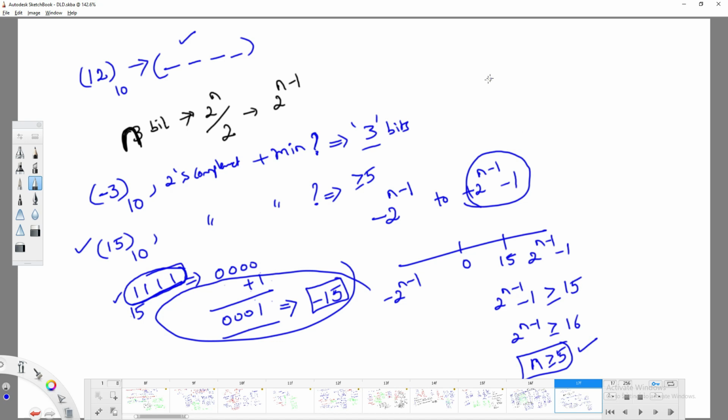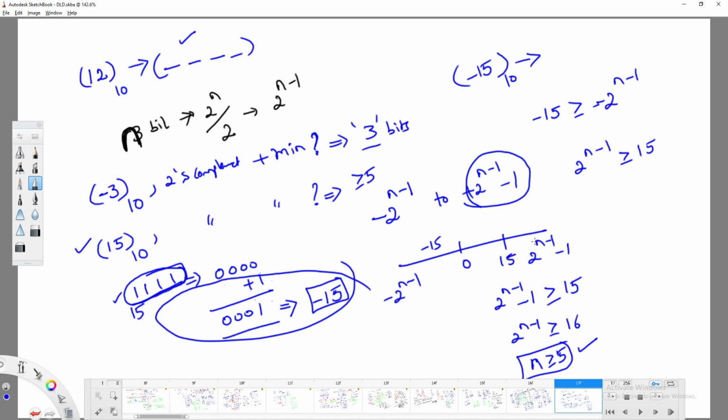Similarly, what about minus 15? Are 4 bits sufficient? Yes, try to check that. Minus 15 is available here. So minus 15 is greater than or equal to minus 2 power n minus 1. So 2 power n minus 1 should be greater than or equal to 15. Is it okay? Now try to check.